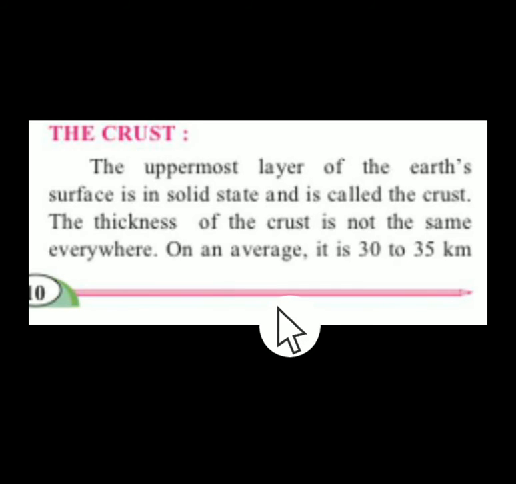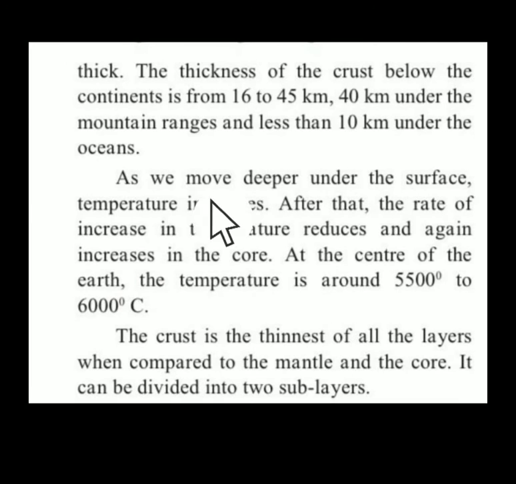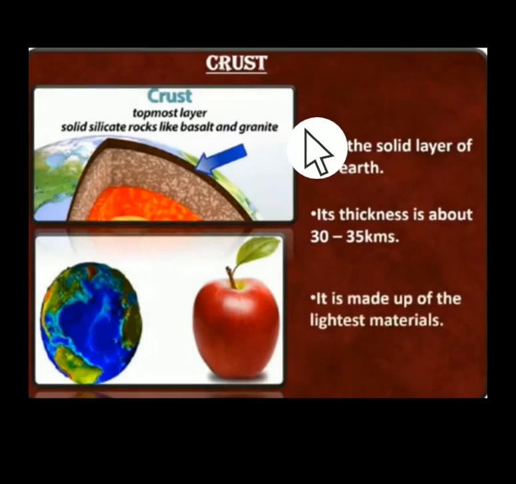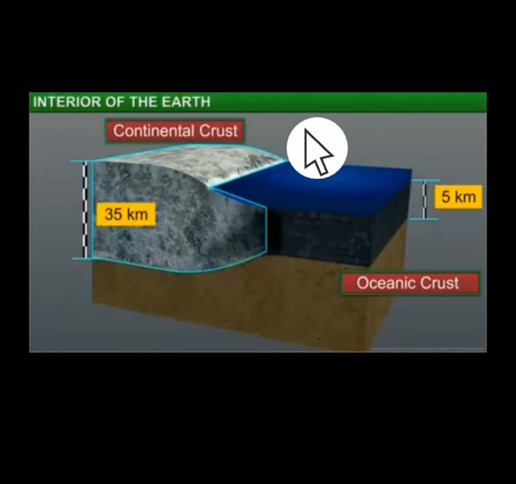On an average it is about 30 to 35 kilometers thick. The thickness of the crust below the continents is about 16 to 45 kilometers. So if you see below the continents, this is the continental crust. Here are the continents, that is where we are staying, where we have houses, where we build buildings, where we can see mountains, rivers and valleys.